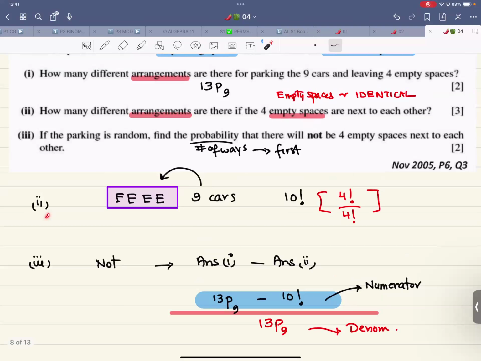The answer of part 2 was what? 10 factorial, the 4 empty parking spaces are together. So not together will be answer of part 1 minus answer of part 2. That is the numerator. This is the denominator. Maybe someday they can ask for percentage. So just multiply by 100.